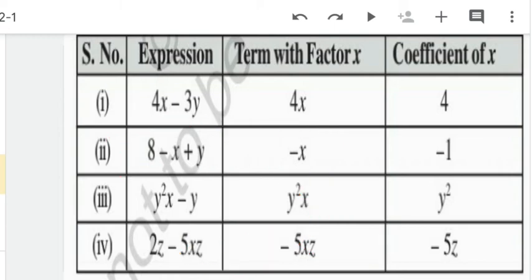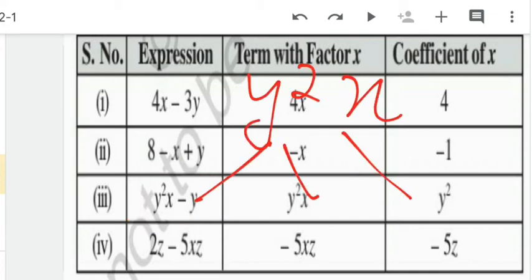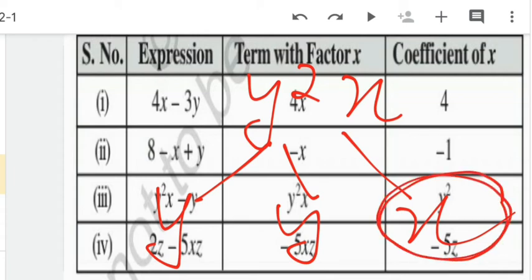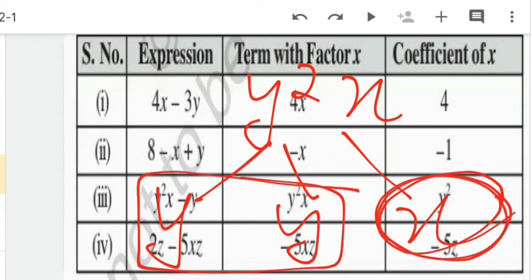Now let's see the third part, so you will be more clear about it. In this expression we have y square x as the term in which x is a factor. We have to find the factors of y square x, which will be y square and x. Now we have to find the coefficient of x, so we leave x and the other remaining factors are its coefficient. That means the coefficient of x in y square x is y square.